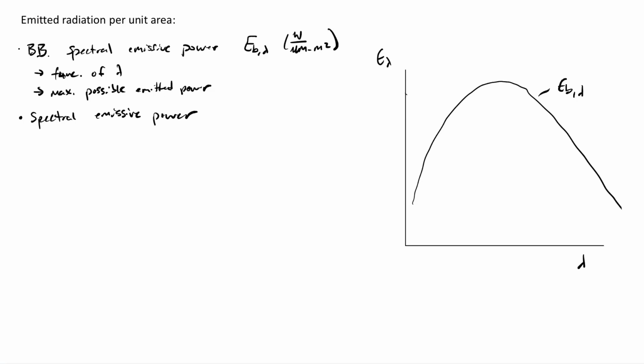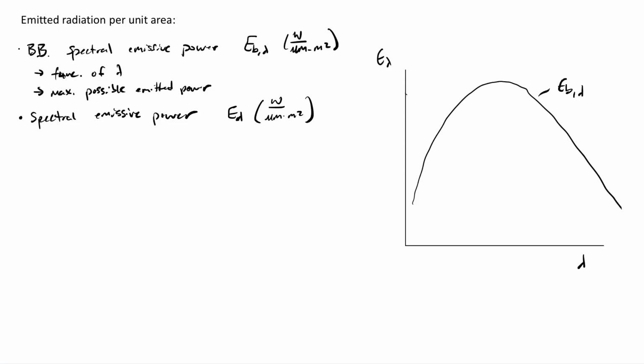We denote this with just E lambda. This again has units of watts per micron meter squared. What is this spectral emissive power? The only difference between this and E_B is the fact that it's not a blackbody. So this is actually a real surface's emissive power. I could draw it out for any surface that you have, but it would be some real surface.